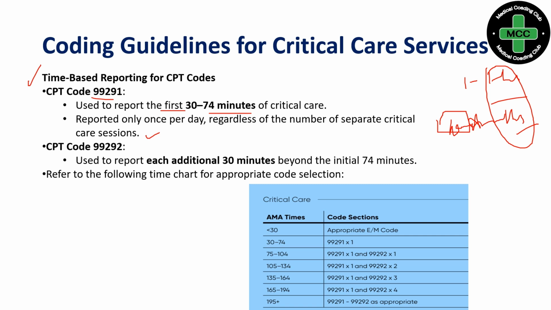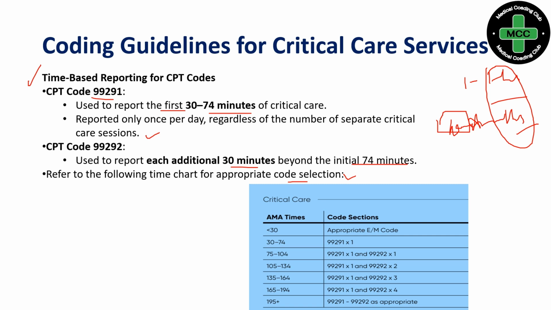And then we have an add-on code, 99292, used to report each additional 30 minutes beyond the initial 74 minutes. Refer to the following time chart for appropriate code selection. So when we meet an additional 30 minutes, we will take the add-on code 99292. While taking an add-on code, you might get confused, so please refer to the chart.